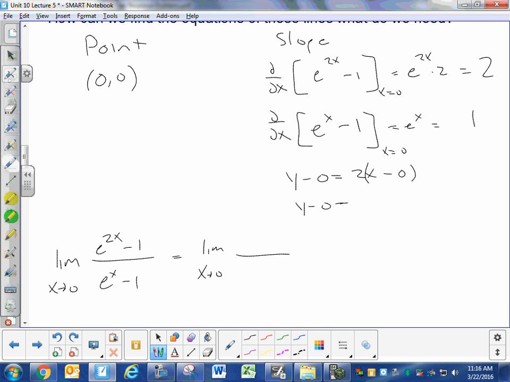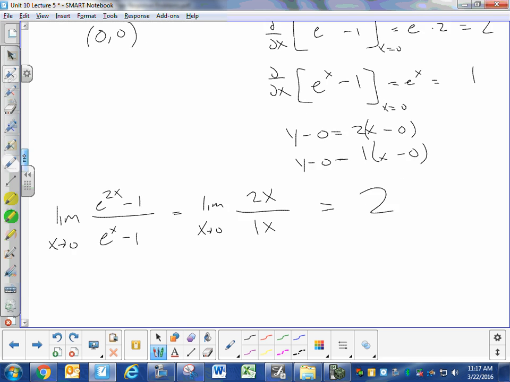And y minus 0 equals 1x minus 0. Well, that's just y equals 2x and y equals 1x. Why don't we just use those equations as x approaches 0, because those equations essentially are these functions at 0. Well, this is easier to simplify, and this is easier to find. I can factor out the x's, they cancel, and I just get my limit. Okay? That's a lot easier than remembering how to factor e to the 2x minus 1.